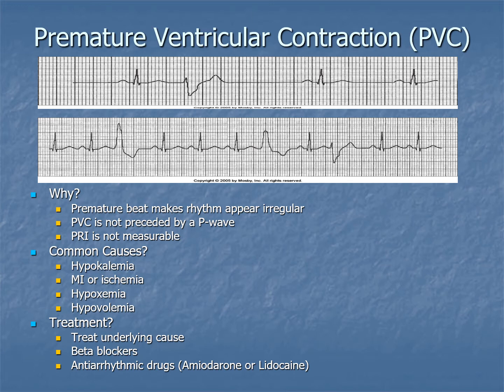So you have individuals that develop electrolyte irregularities, such as that involving potassium. In particular, low potassium or hypokalemia can be a cause. MI or ischemic heart disease, hypoxemia, hypovolemia. So again, you fix some of these underlying issues, and then you can potentially fix the problem that's manifesting itself as a PVC. Treating the underlying causes, beta blockers, antidysrhythmic drugs such as amiodarone or lidocaine can also be effective.